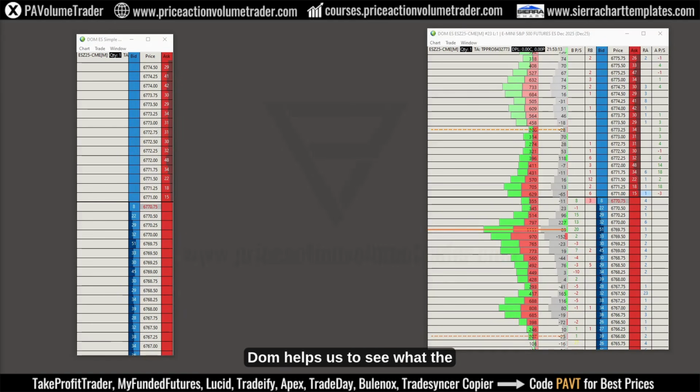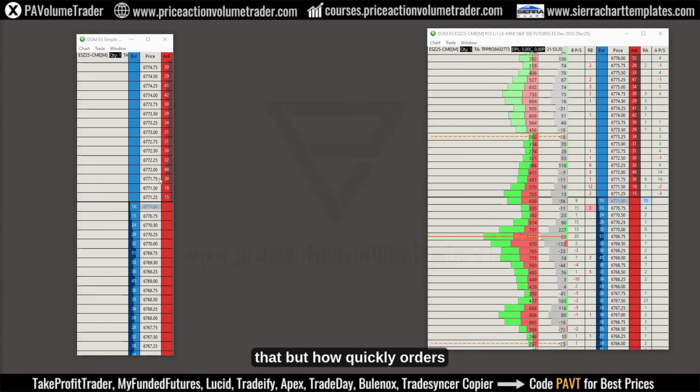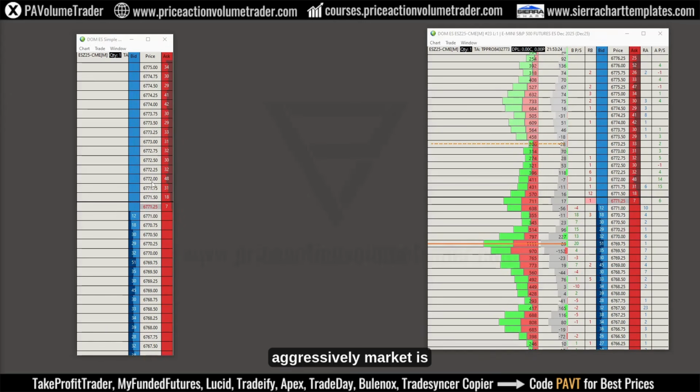Now, the DOM helps us to see what the market sentiment is, and we can gauge that by how quickly orders are getting filled and how aggressively the market is starting to move in one or the other direction. There are traders that trade for hundreds or thousands of hours just looking at the DOM, and they can basically spot patterns.